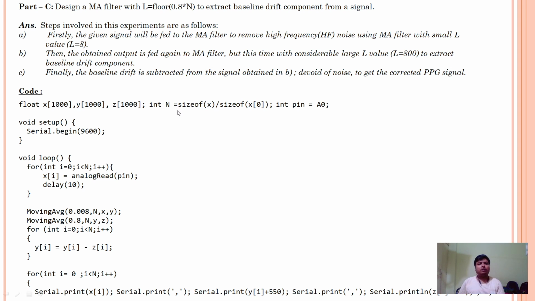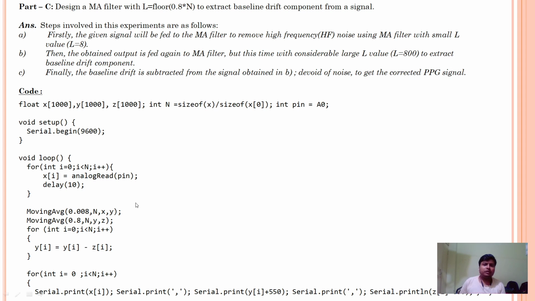So here we are also going to use the pin A0 to measure the signal of the Arduino Due board. We are going to use the same loop, the command analogRead, which basically reads the analog signal from the sensor and stores it in the array X of 1000 samples.